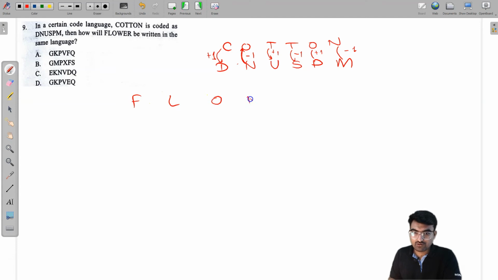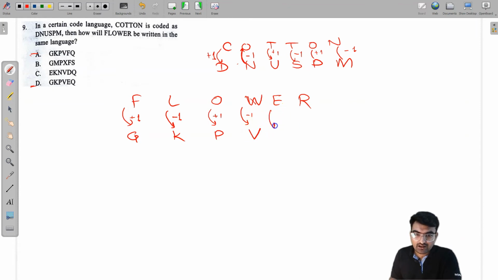So FLOWER. F plus 1, what is F plus 1? G. L minus 1, what is before L? K, right. O plus 1, OP, correct. GKP, okay, there are two options with the same thing. So this is minus 1, W minus 1, V, right. And after E plus 1, this will be F, PQR, QR, so right, Q. So GKPV, FQ, yes. So option number A is the correct one, right.